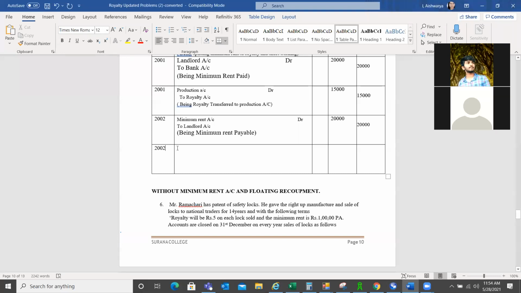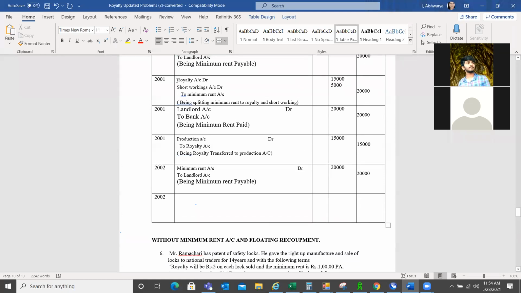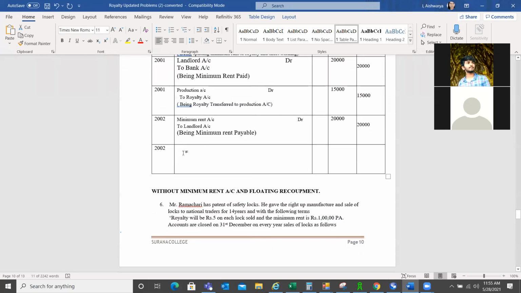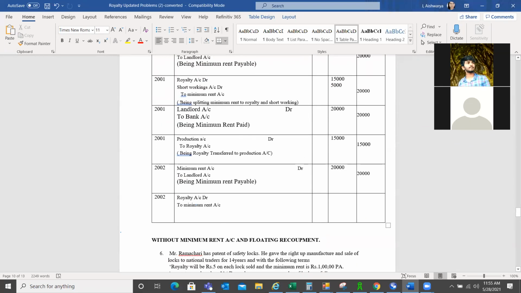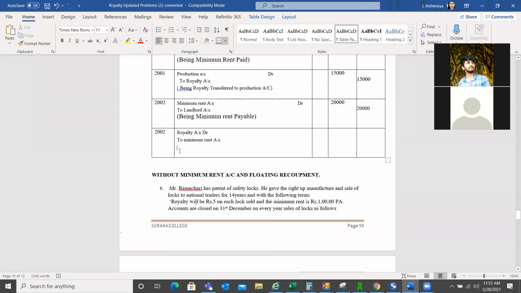this one, that is royalty account debit to minimum rent account. So you're not writing the short workings here. Okay. And you just write it as being splitting the minimum rent to royalty. That's it. Being... Okay. How much are you giving to this royalty? Again, it is 20,000, right? So 20,000 you are writing.